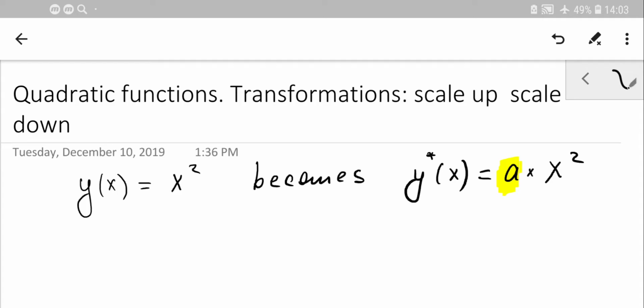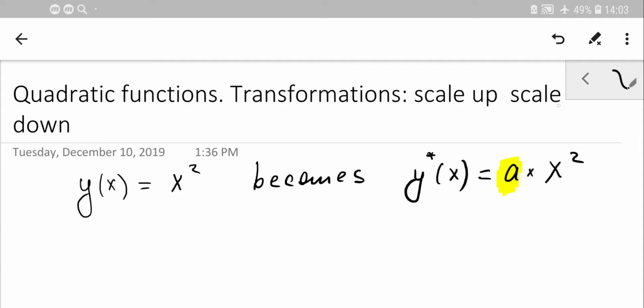So transformations come from transformation theory, and you probably remember how to apply different types of transformations. You probably remember how to transform triangles and other 2D shapes. And today you need to be familiar with how to translate and transform functions. So we consider scale up and scale down transformations.